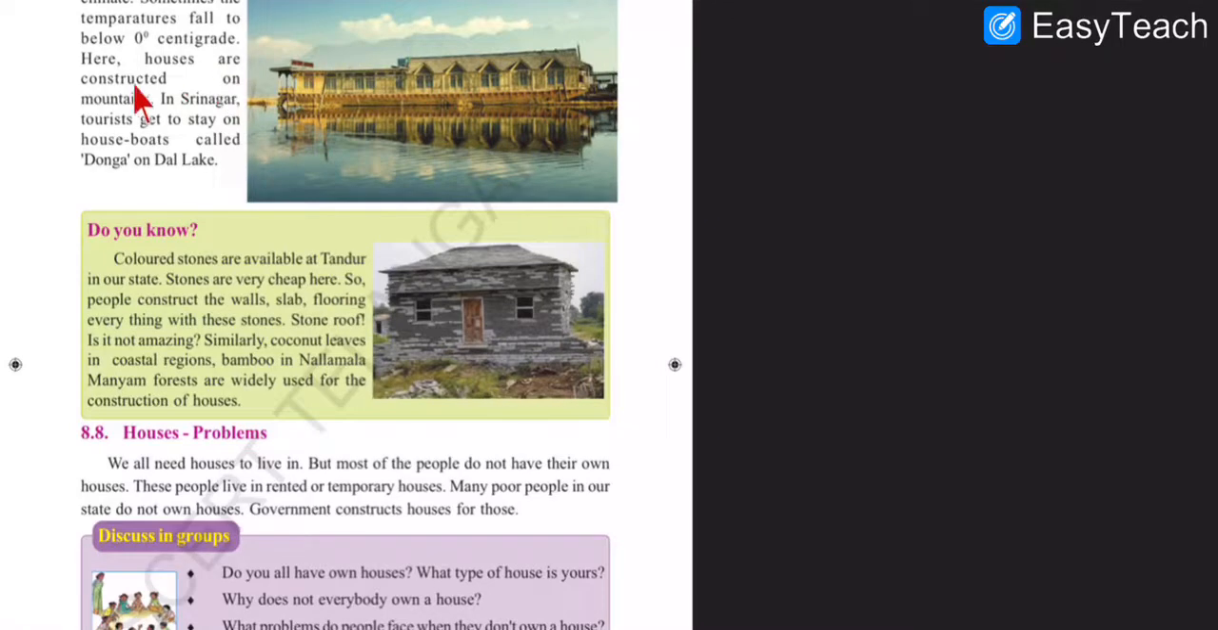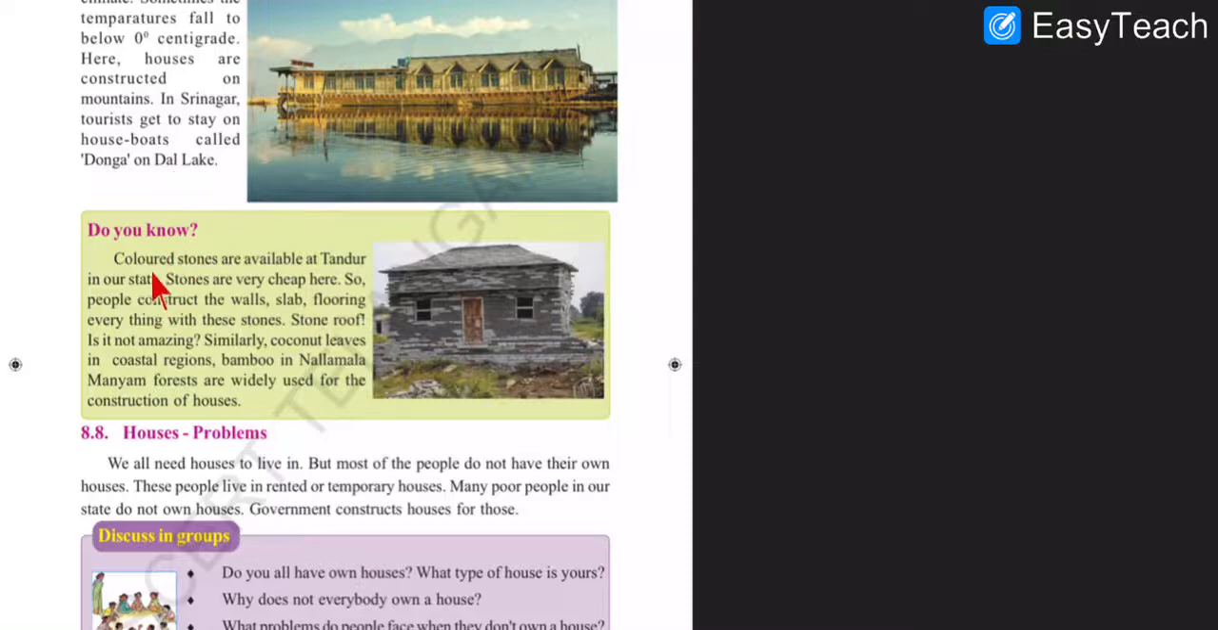Here, houses are constructed on mountains. In Srinagar, tourists get to stay on houseboats called dhonga on Dal Lake.